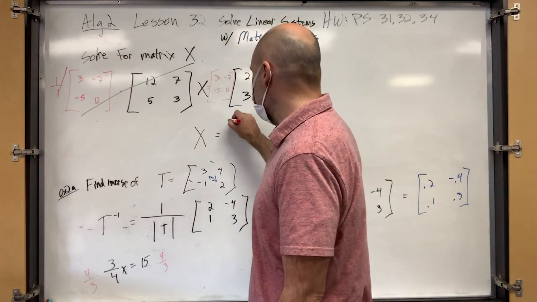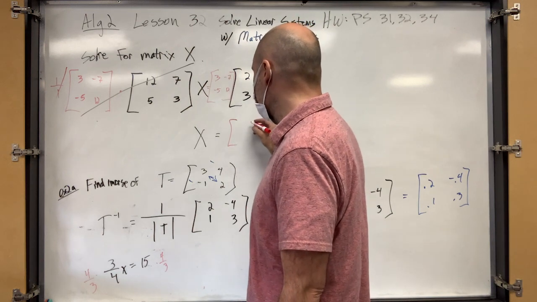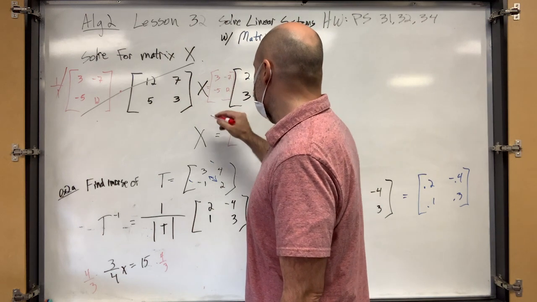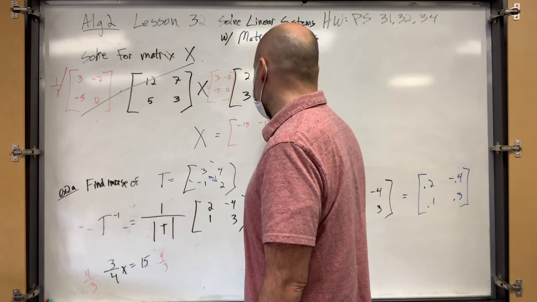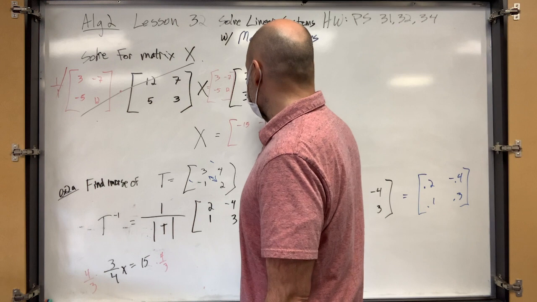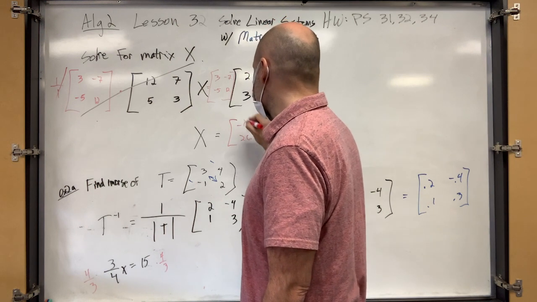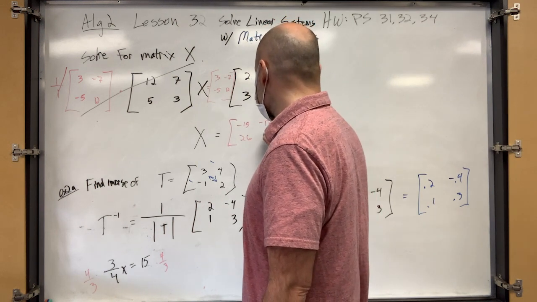So you get 6 plus -21, which is -15. And then you get -3 plus -14 is -17. Then you get -10 plus 36 is 26. 5 plus 24 is 29.